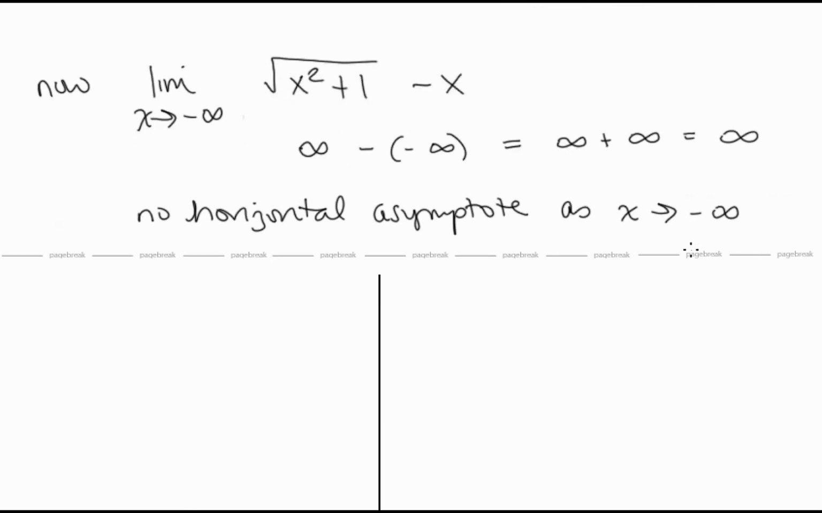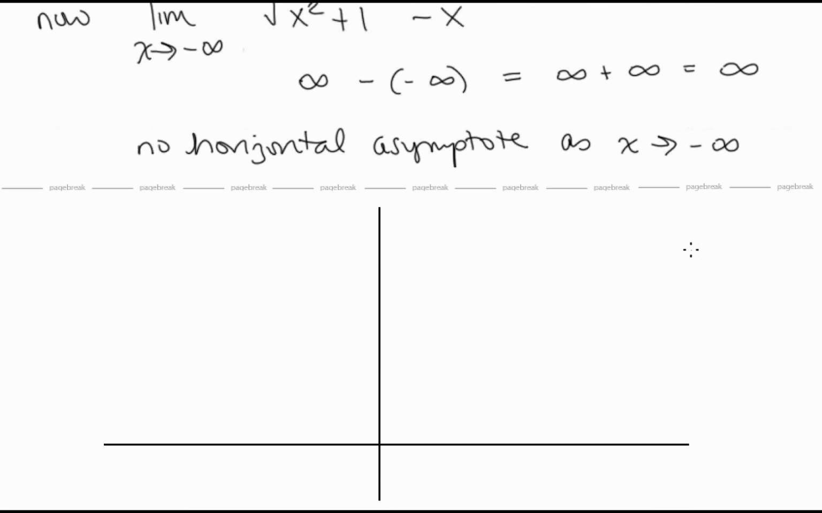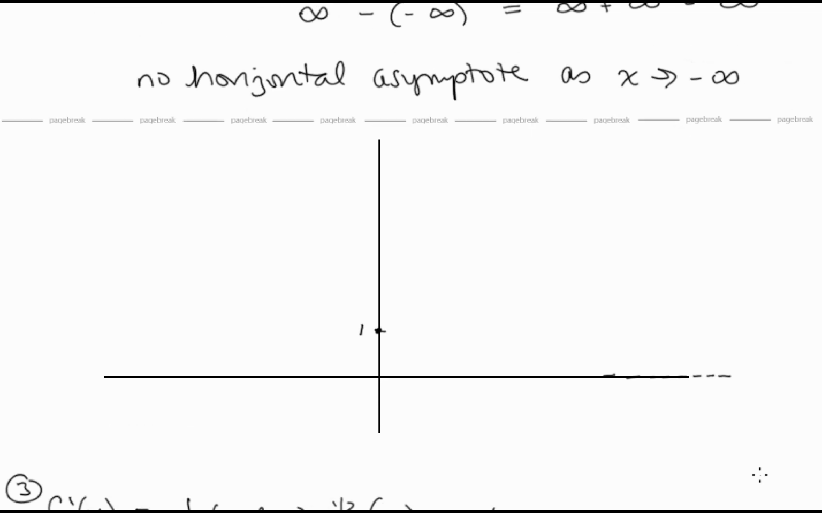Now let's plot intercepts and asymptotes. We said our intercept is 0, 1. And as x goes to positive infinity, y goes to 0. So we have a horizontal asymptote here. And that's as much as we know so far, so let's continue.